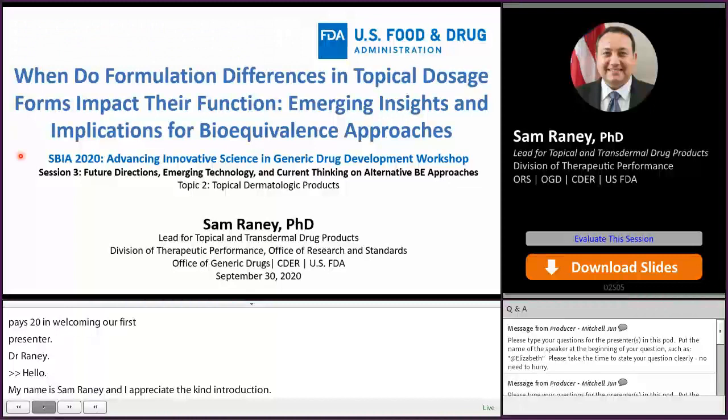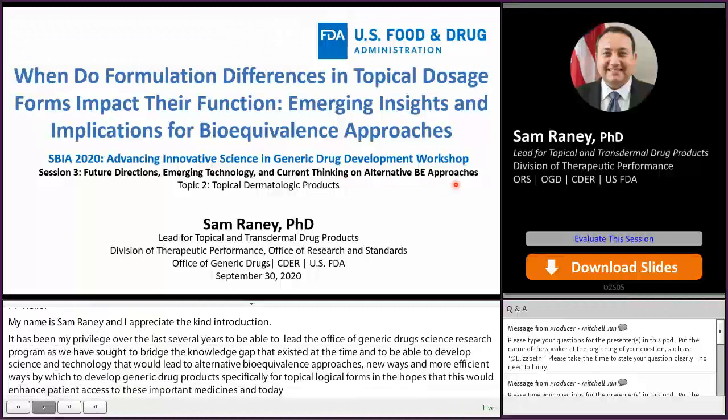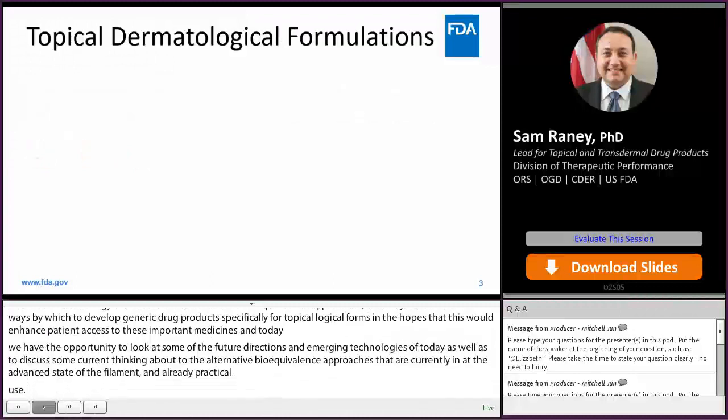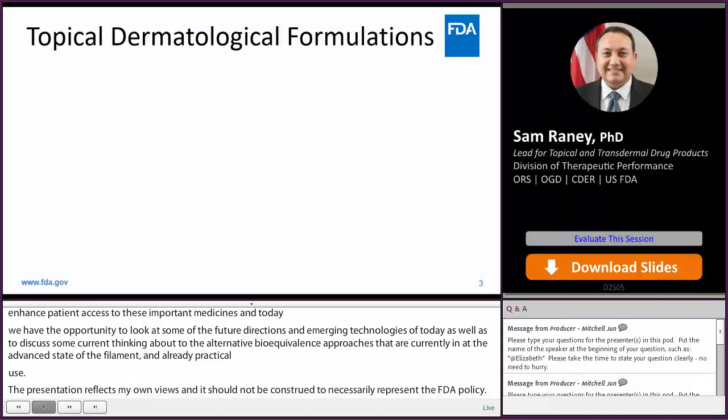And today we have the opportunity to look at some of the future directions and emerging technologies of today, as well as to discuss some of the current thinking about the alternative bioequivalence approaches that are currently in an advanced stage of development and already in practical use. I'll disclaim here that the presentation reflects my own views and should not be construed to necessarily represent the FDA's policies.